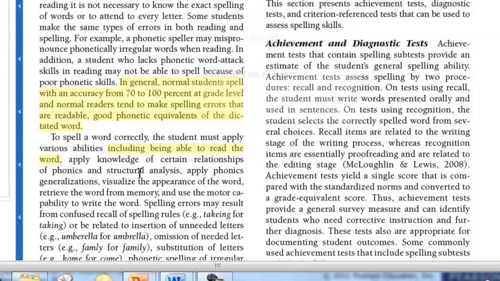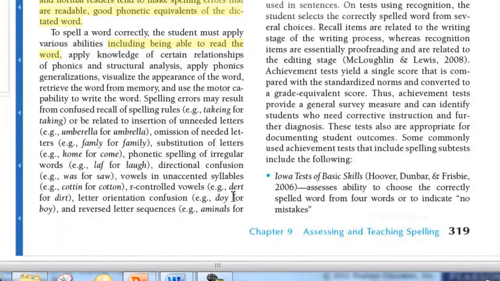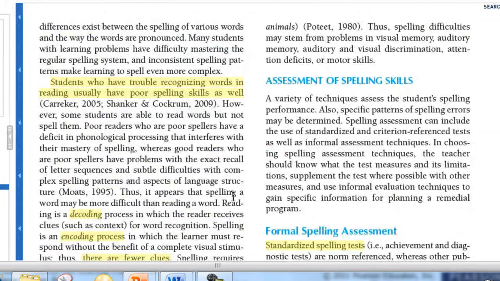This is interesting too. To spell a word correctly, the student must apply various abilities, including being able to read the word. What does that mean? Well, you'll work with kids with learning disabilities that don't know some of the words, and you'll be trying to teach them to spell words that they don't know, that they can't pronounce. It's very hard to teach a kid to pronounce a word one minute and have them spelling it correctly the next. Well, that creates some issues in spelling.